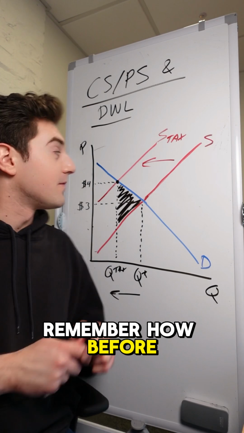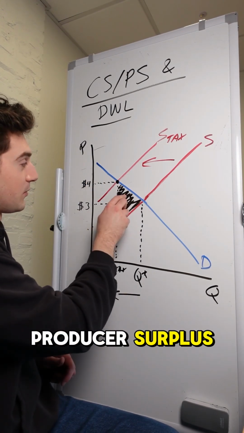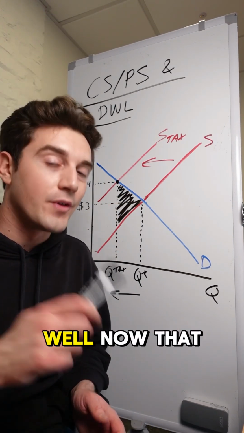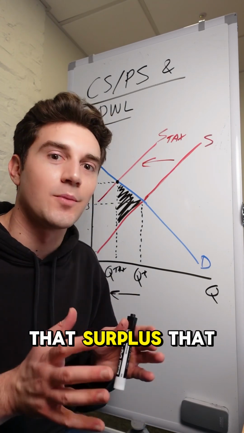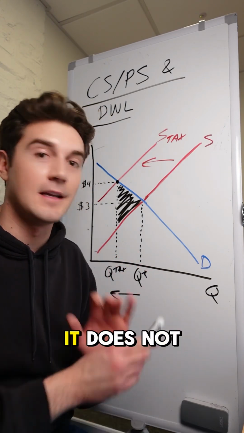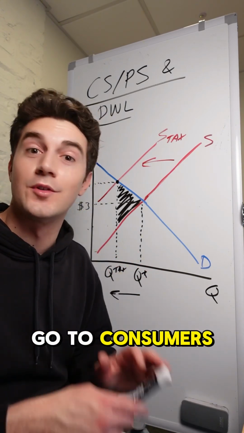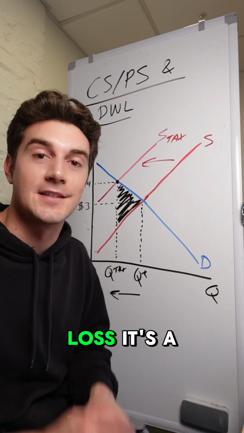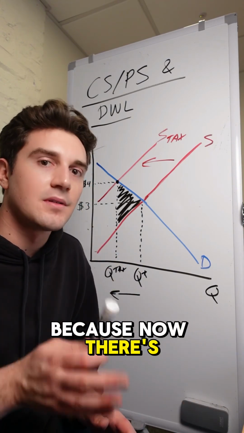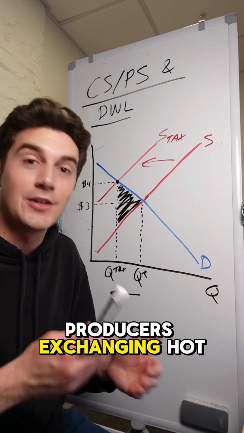Remember how before, consumer and producer surplus branched into this black triangle here? Well, now that we've got a tax in the market, that surplus that existed before evaporates. It does not go to the government, it does not go to consumers or producers. It's deadweight loss. It's a loss to the market, because now there's less consumers and producers exchanging hot dogs.